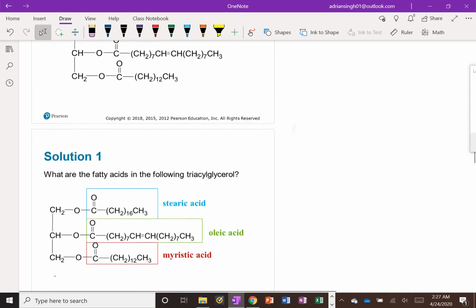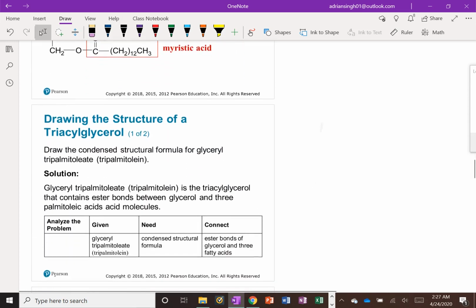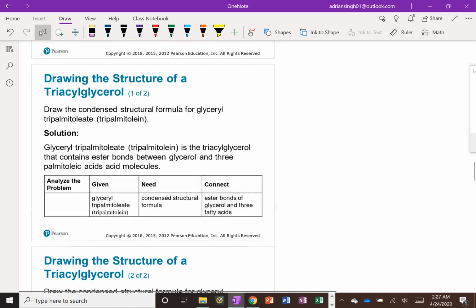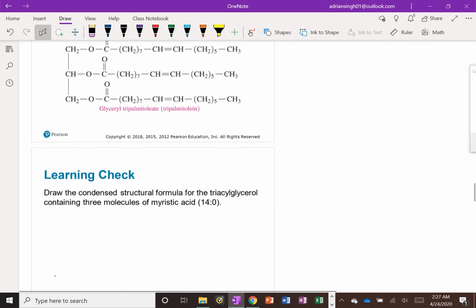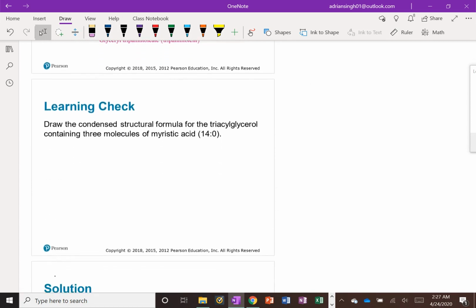All right, so let's take a look here at how we can draw the structure of a couple things. Let's go down to the very last one down here. It says draw the condensed structure for the triacylglycerol containing 3 molecules of myristic acid, and it tells you myristic acid has 14 carbons and there are no double bonds in it, right? That's what the notation says.